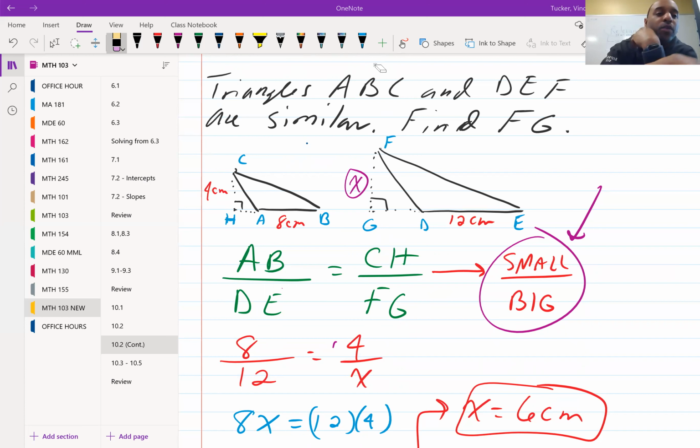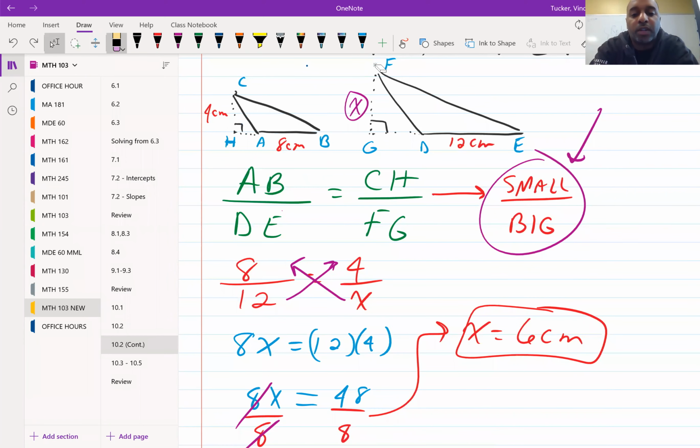Once you have your proportions set up properly, go ahead and cross multiply. Always take your denominators up to your opposite numerators. So that'd be 8x on the left, 12 times 4 on the right. Then to solve for x, we can divide both sides by 8, and x is equal to 6. Questions? Any questions?